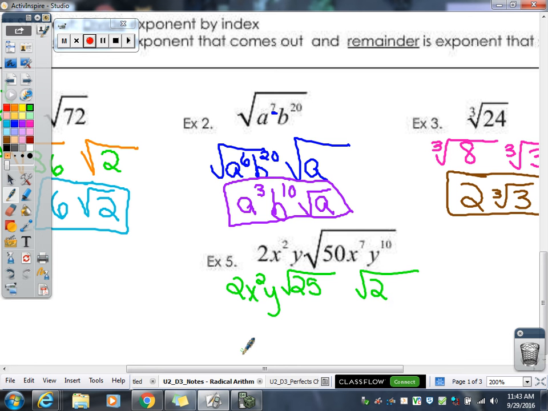X to the 7th is not a perfect square because, again, we cannot divide 7 by 2. However, we can divide 6 by 2. So then you would have x to the 1st in the other one. And then how about our y's? Yeah, y to the 10th. I can divide 10 by 2. So I get y to the 5th in there.